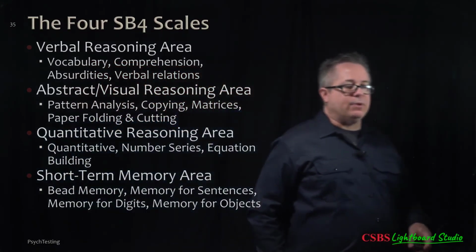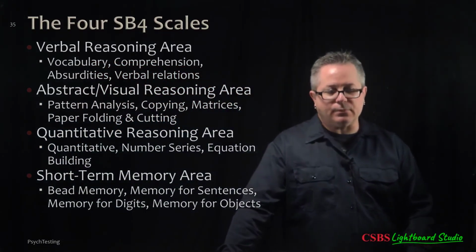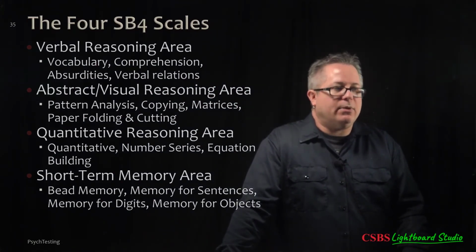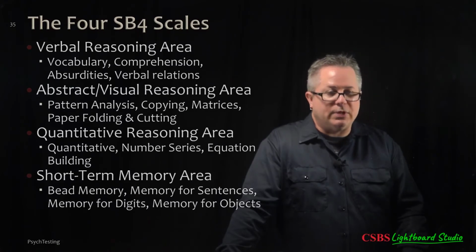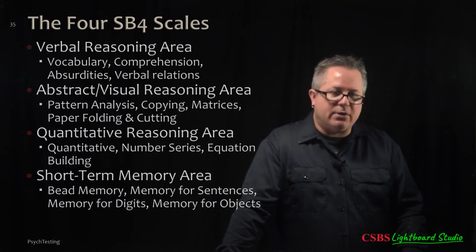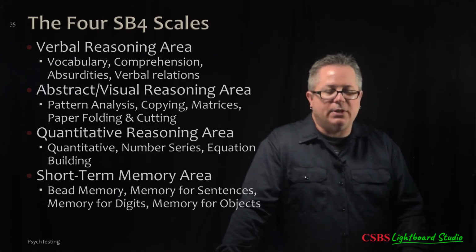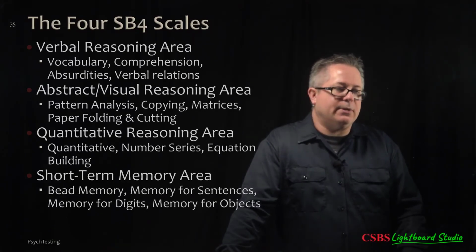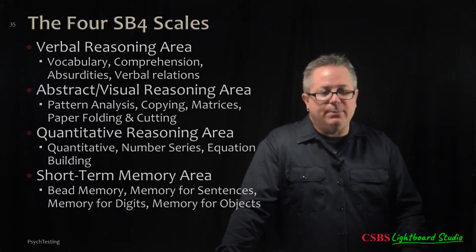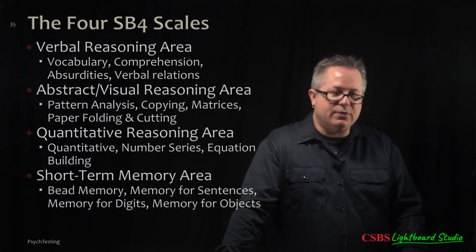So these are the 4 scales we saw earlier. For verbal reasoning, they would combine the vocabulary, comprehension, absurdities, and verbal relations subtests. For abstract visual reasoning, there was pattern analysis, copying, matrices, and paper folding and cutting. For quantitative reasoning, it was quantitative, number series, and equation building. And for short-term memory, it was bead memory, memory for sentences, memory for digits, and memory for objects.